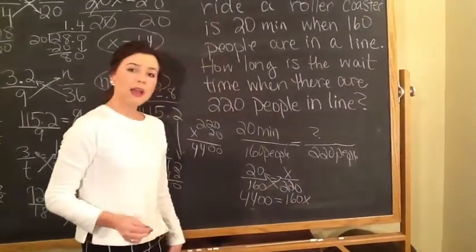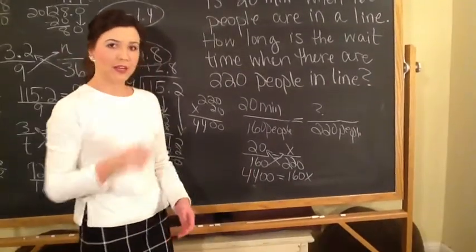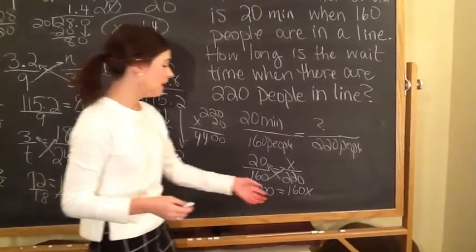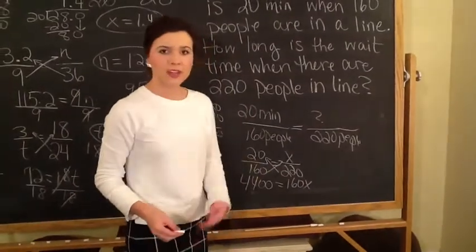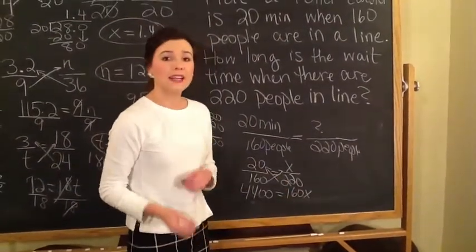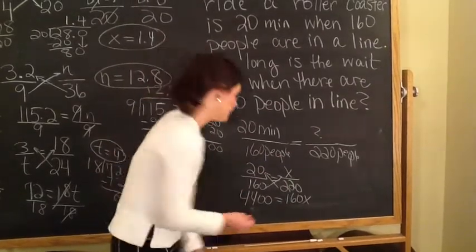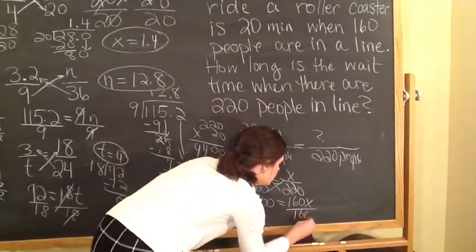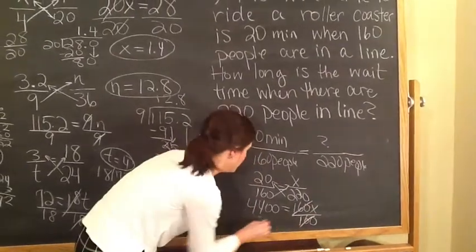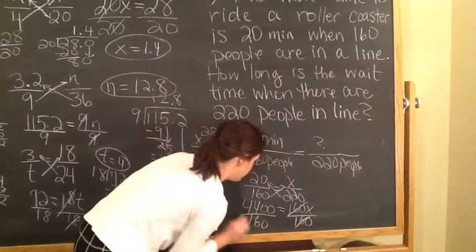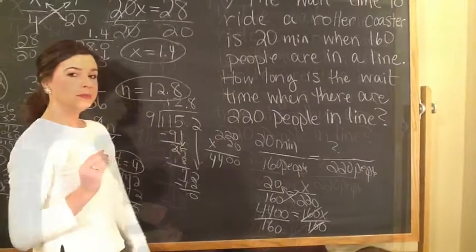Okay, so now that we have our equation set up, we need to just go ahead and solve for our variable of x. So it says 160 times x. If we want to find x by itself, we need to do the inverse operation. So instead of multiplying, we're going to divide. So let's divide by 160 on both sides. That will cancel, which is what we want. All right, let's go ahead and divide.